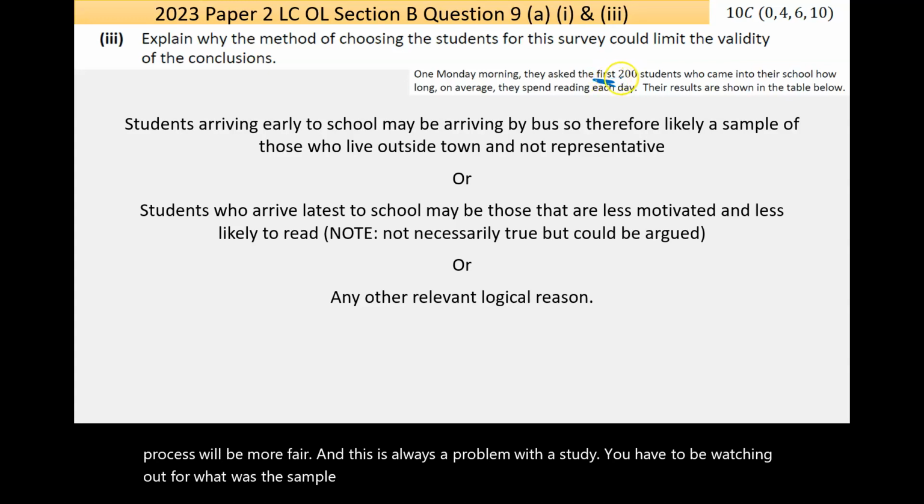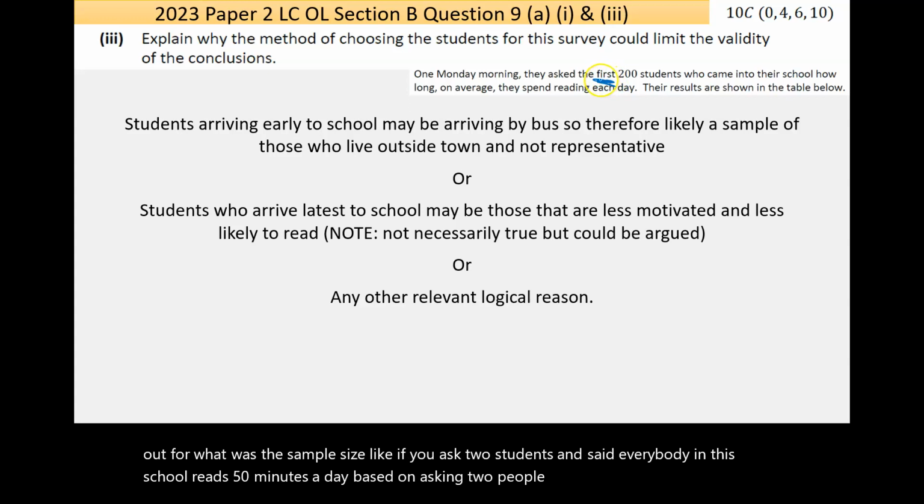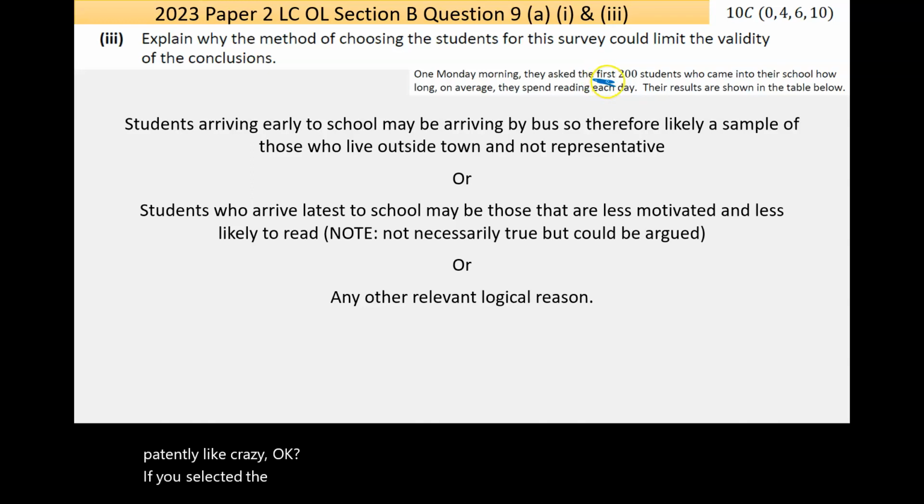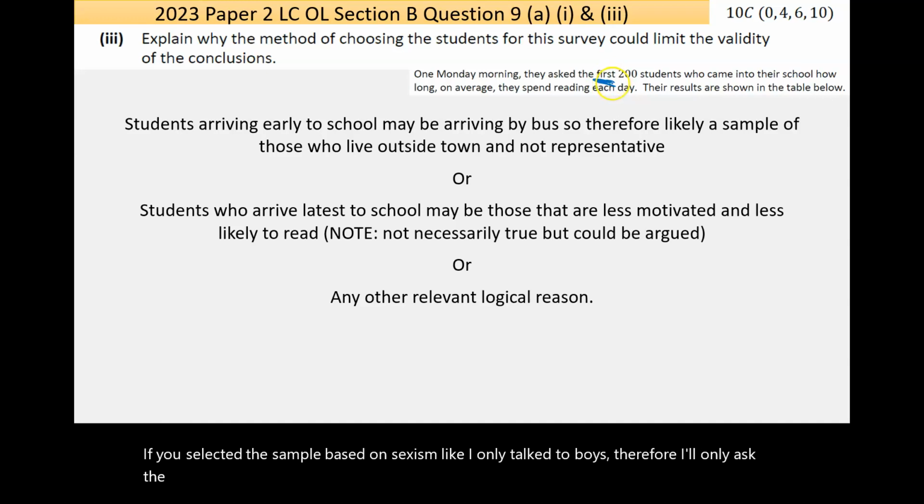Like, if you asked 2 students and said, oh, everybody in this school reads 50 minutes a day based on asking 2 people, that would be patently crazy. Okay. If you selected the sample based on sexism, like I only talk to boys, therefore I'll only ask the boys, that's not representative. Now, unless it's a boys' school, in which case, fair enough, it is representative.